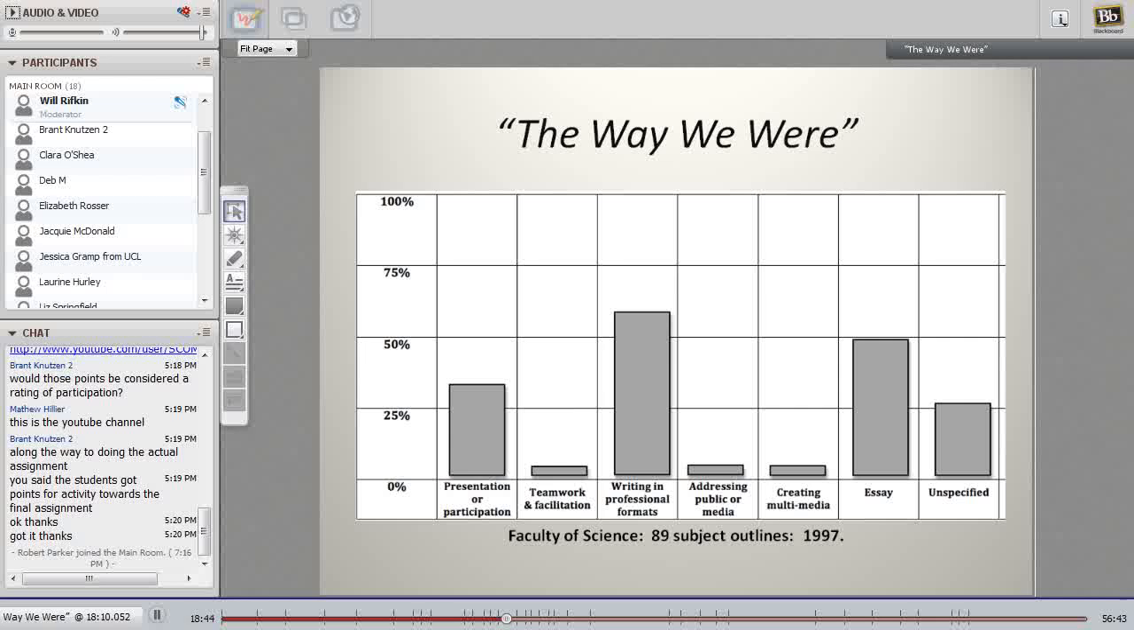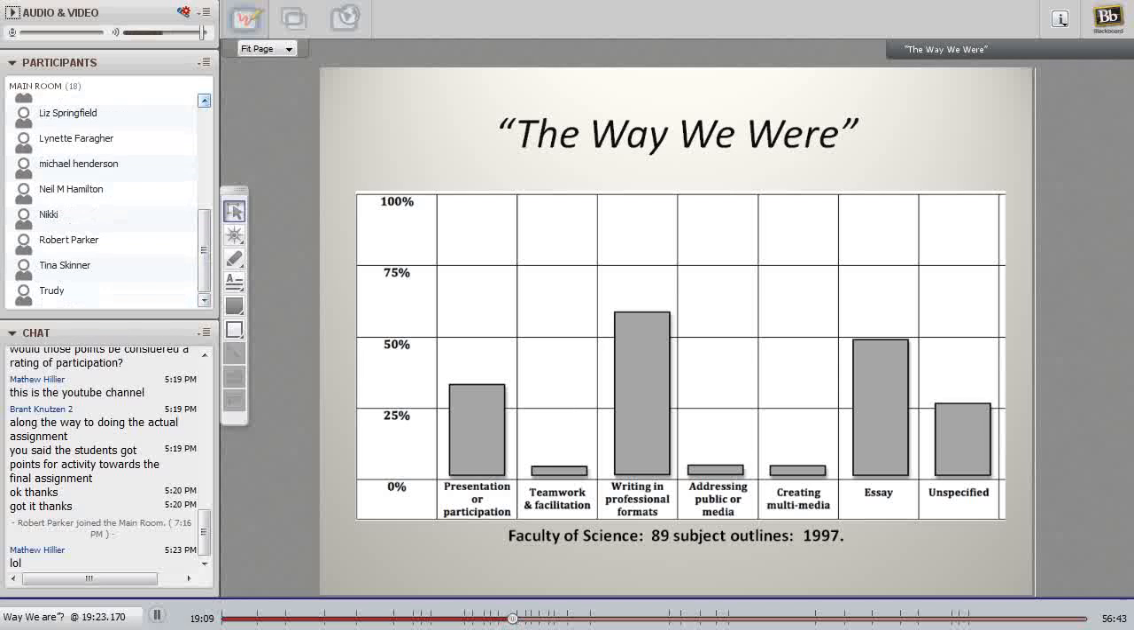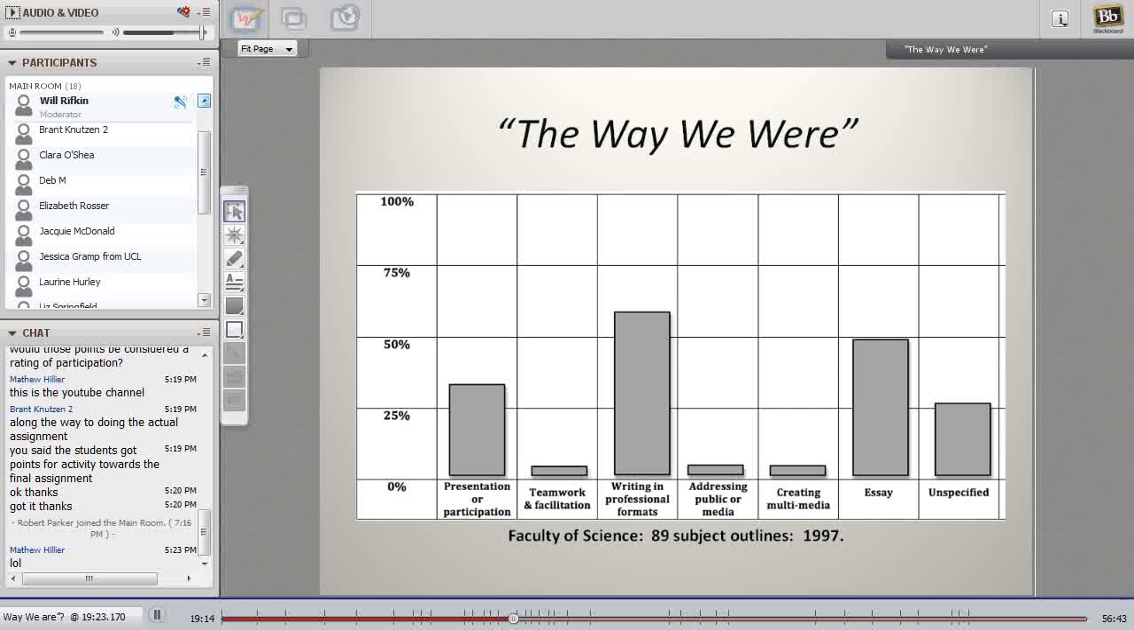We looked at roughly 700 subject outlines, about 70% of the subject outlines used in that semester at that university. And in the Faculty of Science, which is our baseline, these are the percentage of subjects that said in the subject outline they were assessing these areas. So writing a lab report would count as writing in a professional format, or writing a research report or consultancy report. So you see over in the fifth column, creating multimedia, consider that to be zero. Nobody was assessing students on how to create multimedia in 1997.